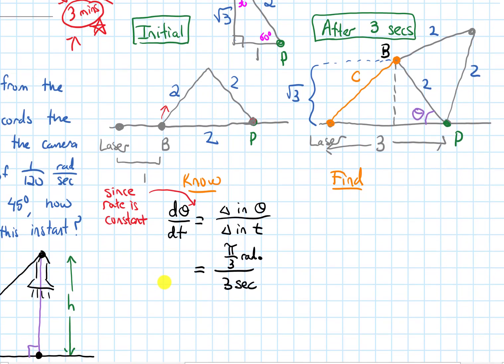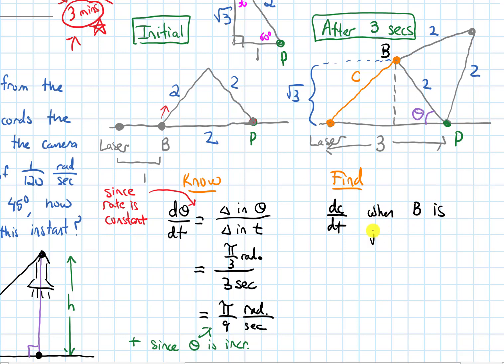All right, but nonetheless, let's simplify. So pi over 3 divided by 3, that's going to be pi over 9. And this is in radians per second. All right, and this should be positive because that angle theta is getting bigger. Positive since theta is increasing. And what I want to find is dc dt, the rate at which that length c is changing. And I want to find it at the instant when B is root 3 inches off the ground.